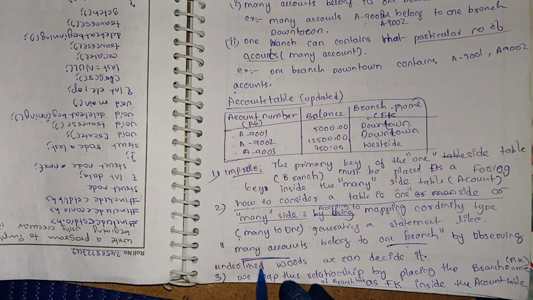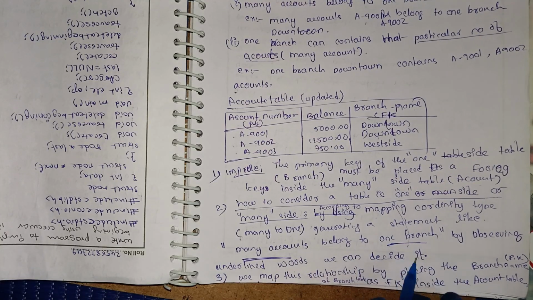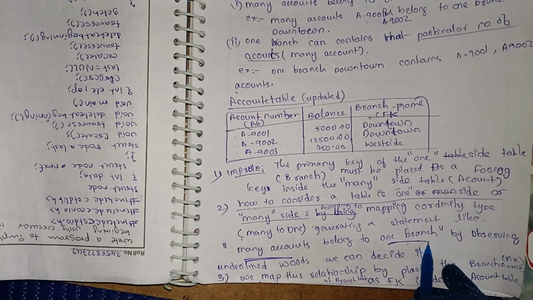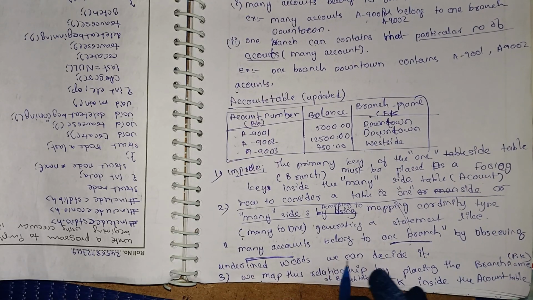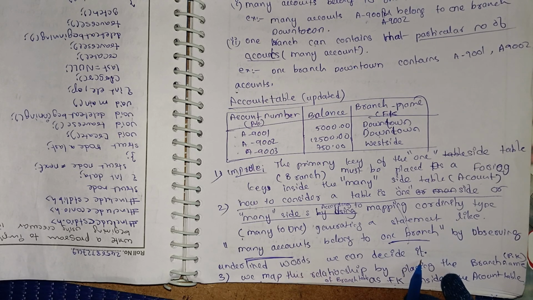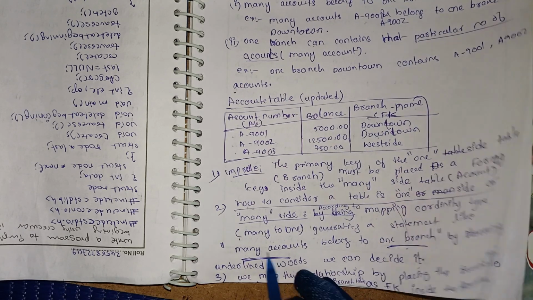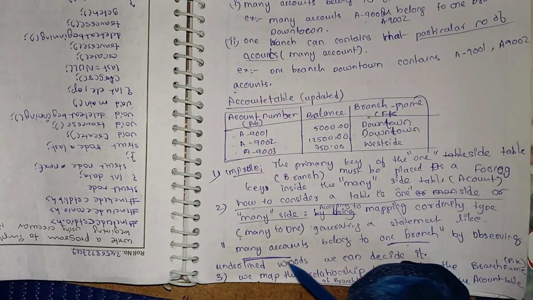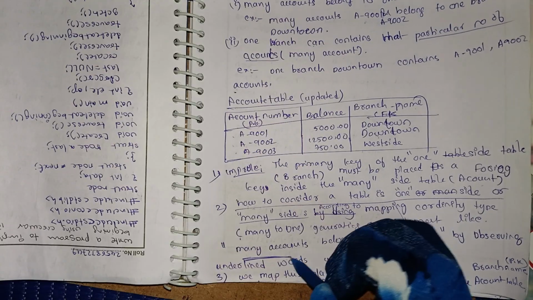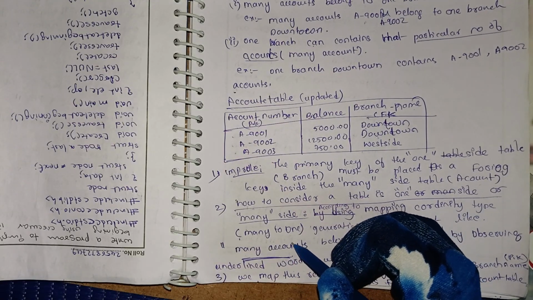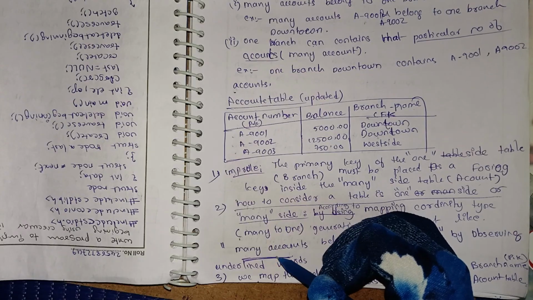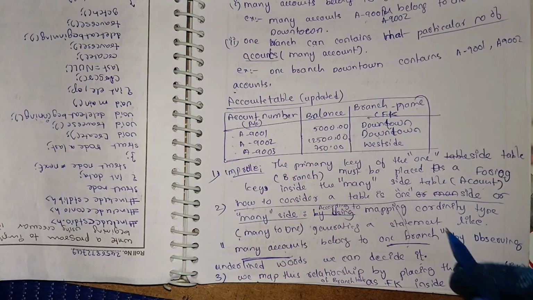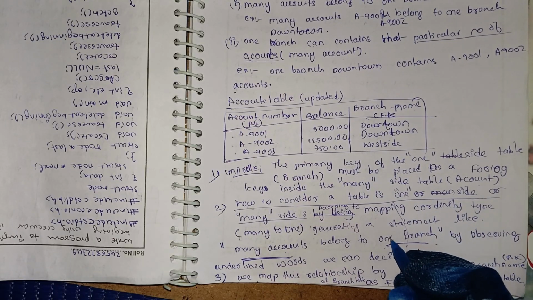Many accounts belong to one branch. So many and one. By observing the underlined words we can decide it. Many accounts means many accounts are the two words in this statement. So it indicates that the account table is the many side, and the branch table is the one side.